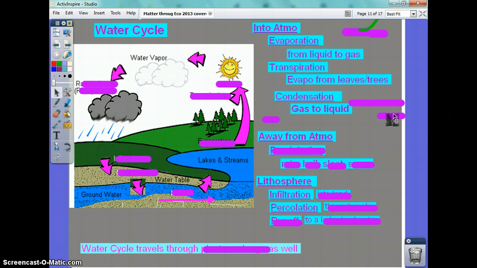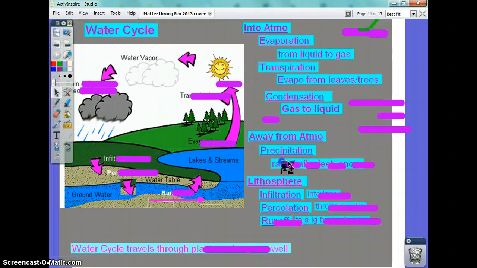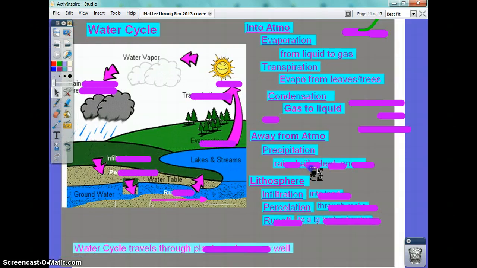So we went from wherever on Earth, water made its way up from liquid form to gas form. It could be from the trees, it could be from oceans, it could be from a puddle, it doesn't matter, it could be from you. And then it's in the atmosphere and it condenses. And then what happens? Precipitation, which involves what? Rain. What else? Hail.